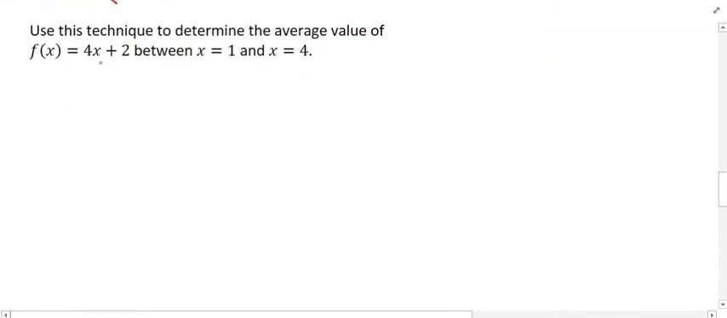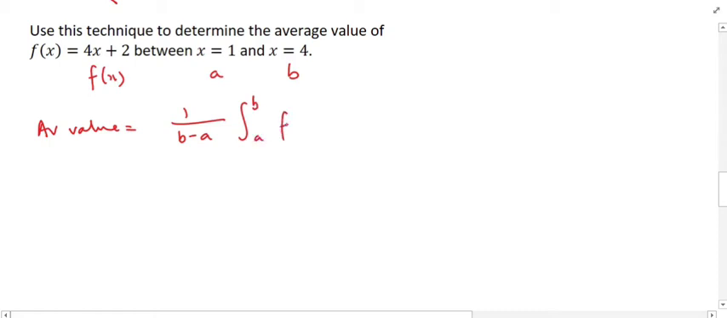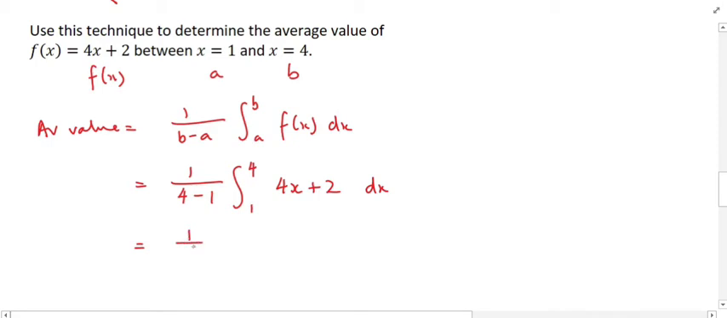The average value, so here's my function, here's a, and here's b. So the formula is 1 over b minus a, integral from a to b of f(x) dx. Okay, so we're going to sub in 4 for b and 1 for a. The terminals are 4 and 1. The function is 4x plus 2 with respect to x. And let's work this through.